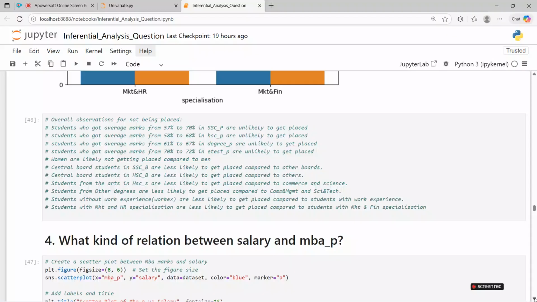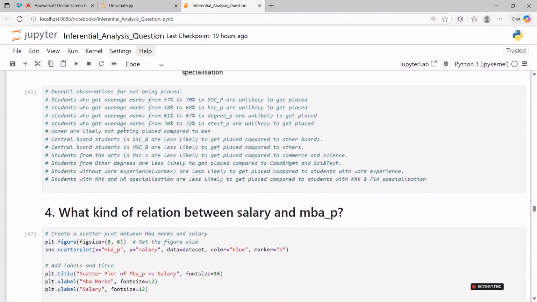So the overall observation for not being placed in the categorical columns is that women are likely not getting placed compared to men. Central board students in SSCB and HSCB are less likely to get placed compared to other boards, and students from the arts in HSCS are less likely to get placed compared to commerce and science.